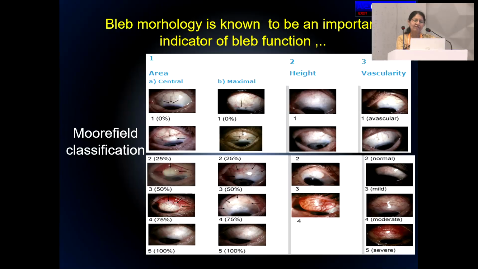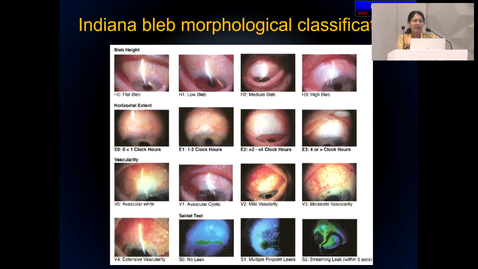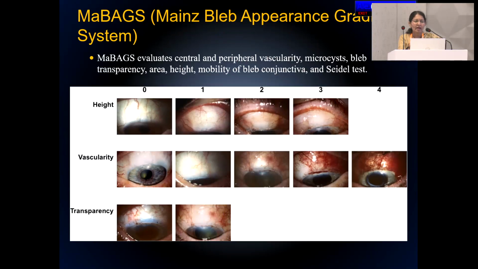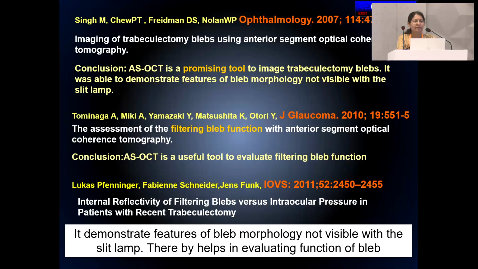Moorfields classification every one of us is using. It describes the area of the bleb, height of the bleb, and vascularity. The Indiana bleb morphology classification has also included the leaking, or the Seidel test. And the BAGS classification not only sees the height and vascularity, but also describes the transparency of the bleb. And this all will help us in guiding which are going to be successful blebs.